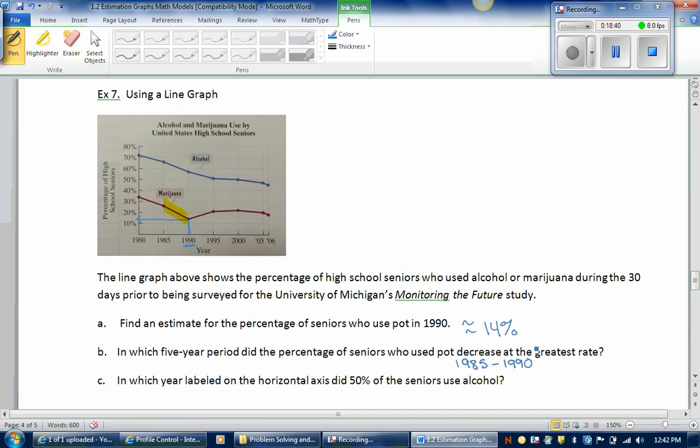Okay, and which year labeled on the horizontal axis did 50% of the seniors use alcohol? Here's your 50%. And what year did that occur? I'm going over from my horizontal and down. That's occurring in 1995. So these line graphs are actually pretty simple to use if you make sure you read the labels.